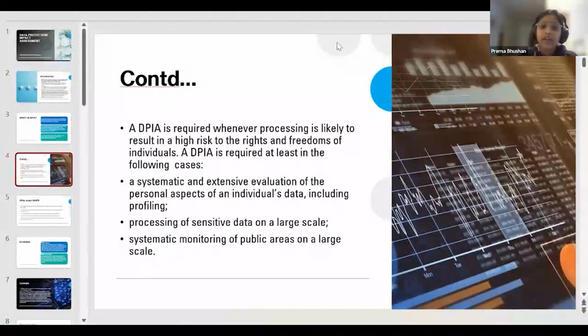So a DPIA is required whenever processing is considered to be highly risky. A DPIA is required at least in the following cases. First, a systematic and extensive evaluation of personal aspects of individuals, including profiling. Now you can take any example here. For example, somebody goes to a hospital. There are 100 people going to the hospital. You're taking their blood test, or many people might have had COVID. You're taking their COVID samples, and you're also registering the age and other symptoms that they have.